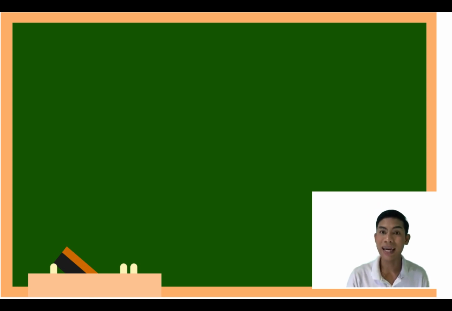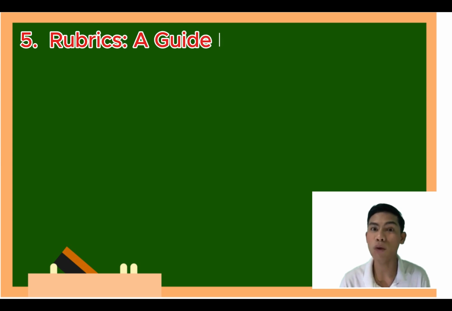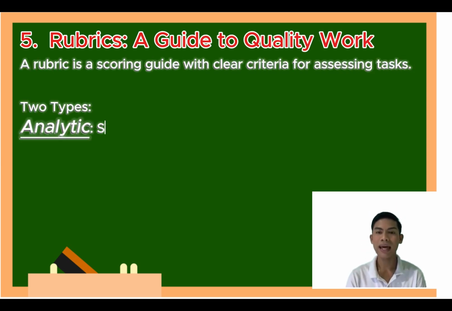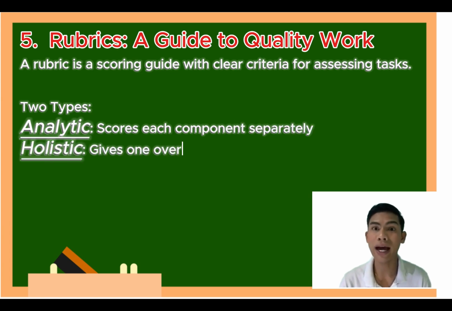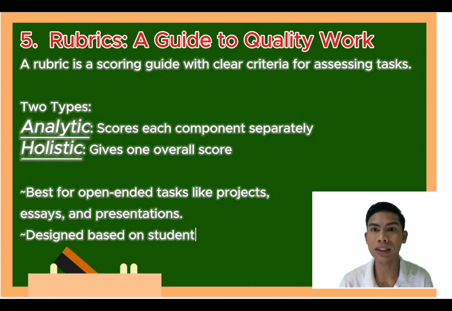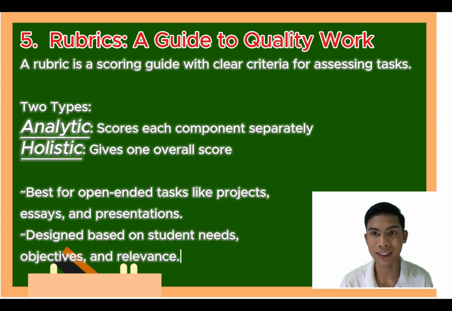Alright class, here's a quick summary of what we learned about rubrics. A rubric is a scoring guide used to assess assignments, projects, presentations, or performances. It clearly outlines the criteria and expectations for a task. Rubrics help both teachers and students understand what quality work looks like.